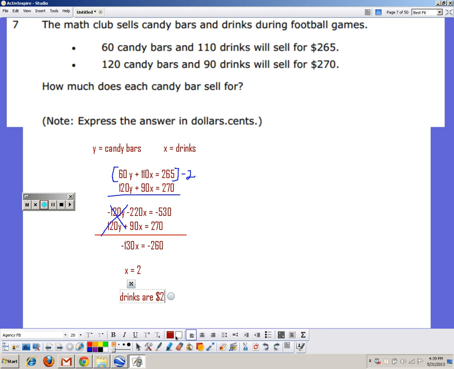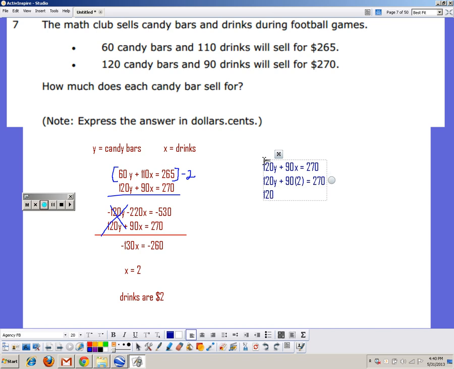Now to solve for y, all we got to do is simply take one of our two equations and plug in x to find y. I'm going to use the second equation just because x is a smaller coefficient, but you can use either one. Both will give you the exact same answer. So I have 120y plus 90 times 2, because I'm replacing x with my answer, equals 270.